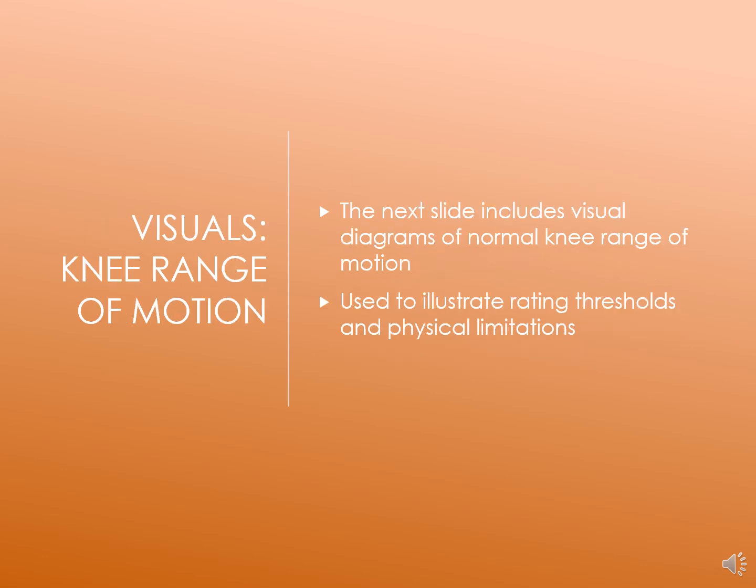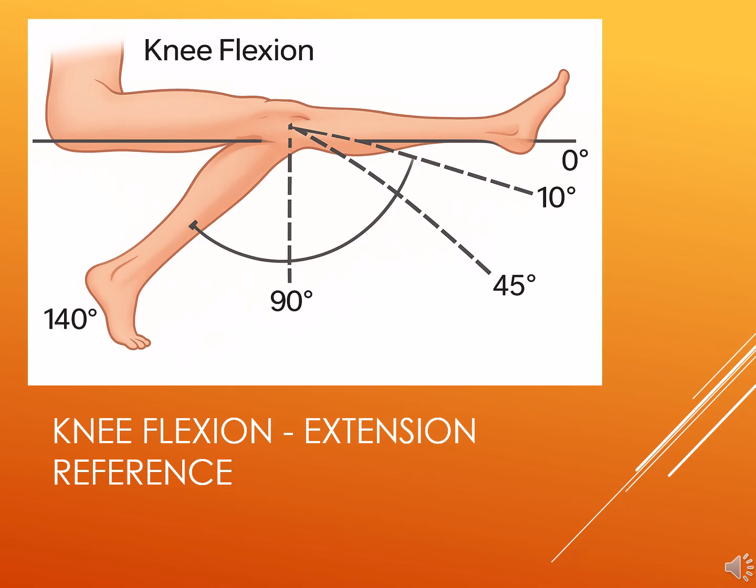This next slide shows visual examples of normal and impaired knee movement. Use these visuals to help understand the degree of flexion and extension you experience and where they may fall on the rating scale. Here's a simplified visual reference showing how the VA measures degrees of flexion and extension. This can be a helpful tool to understand what the different ranges of motion look like. Sometimes showing is easier than describing.